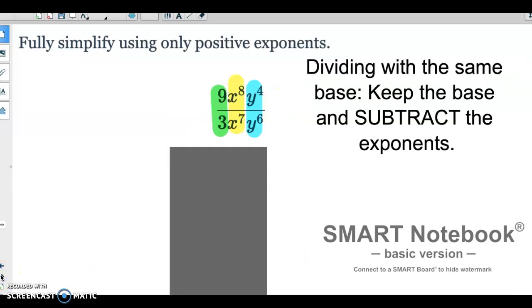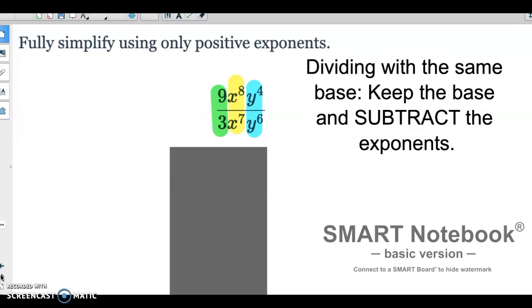All right, so those were all multiplication. Now we're going to go into some division problems. And here you can see the directions say fully simplify using only positive exponents. So our final answer cannot have any negative exponents in it. All right, we've worked with dividing exponential expressions before, so the rule that we know is when we're dividing exponential expressions with the same base, we keep the base but this time we subtract the exponents.